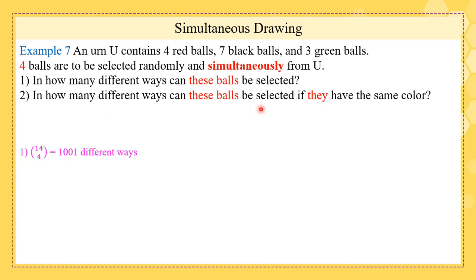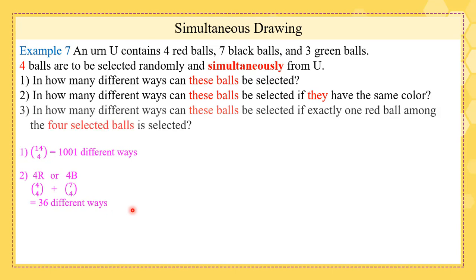Now, in how many different ways can these balls be selected if they have the same color? This is the condition. Now here, pay attention, we need to choose 4 balls having the same color. So these balls could be 4 red and could be 4 black, but cannot be 4 green. I cannot choose 4 green at the same time. So we have 4 red or 4 black. 4 red means out of 4 we need to choose 4, and 4 black out of 7 we need to choose 4. And this is the answer.